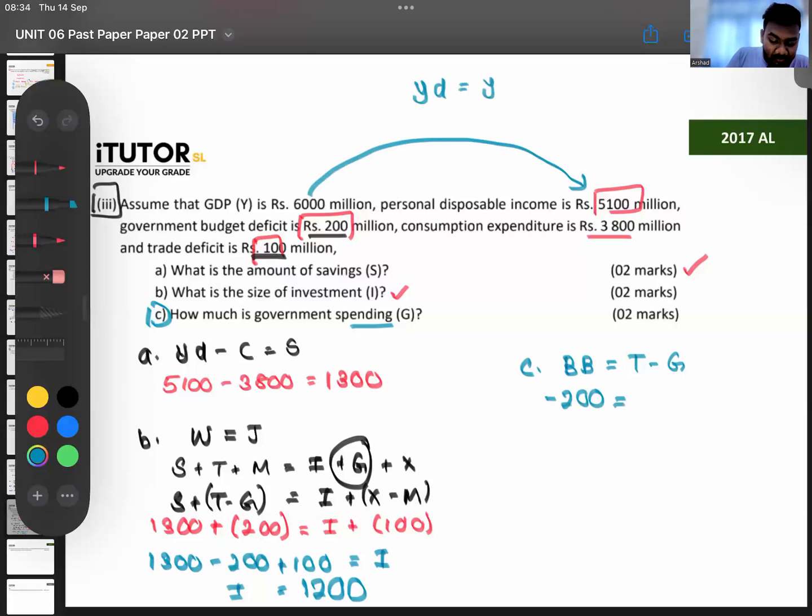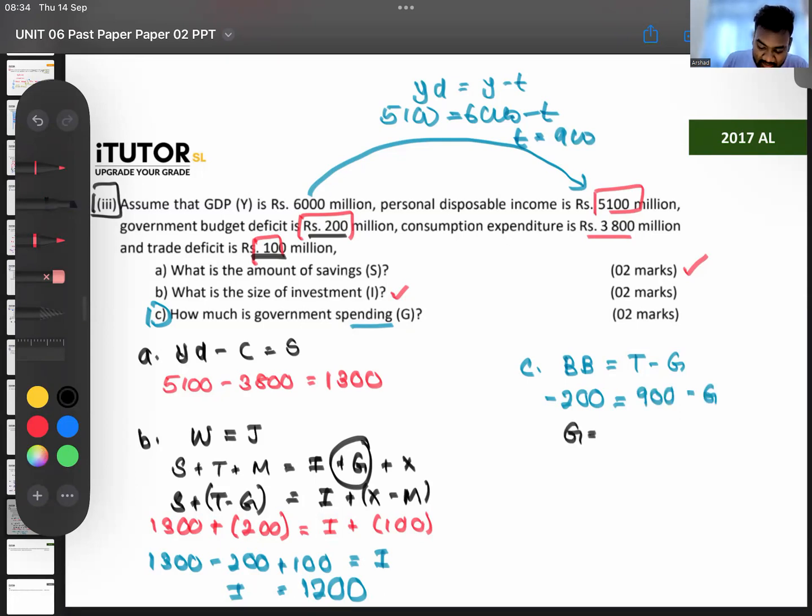YD equals Y minus T. YD is 5,100, Y is 6,000. So how much should my taxes be? Taxes should be 900. So you show that working also in your paper. So taxes are 900. Then if taxes are 900, how much is my government spending? G is equal to 1,100. Is that okay? Manageable? Fine. Okay, so that is done.